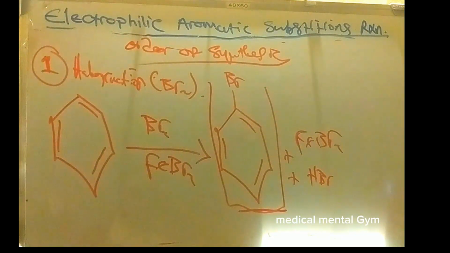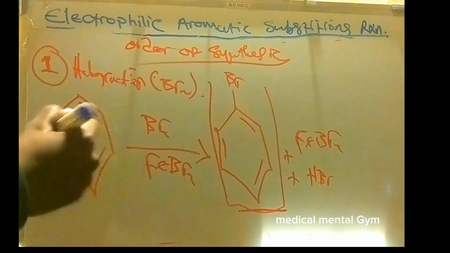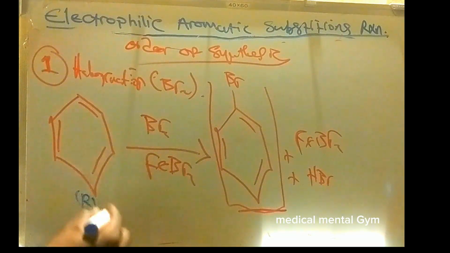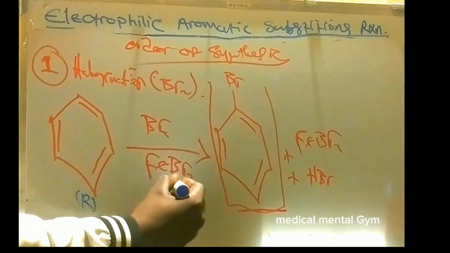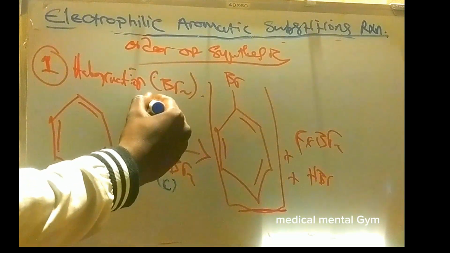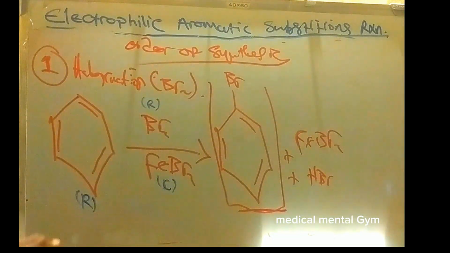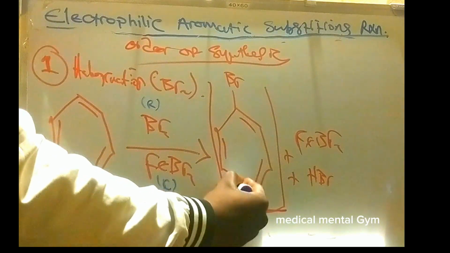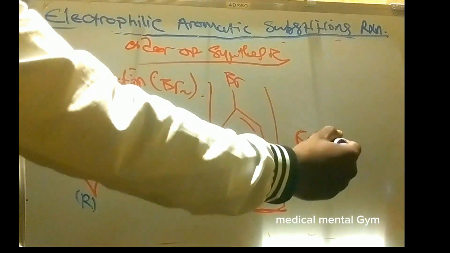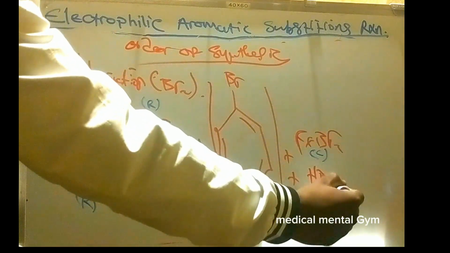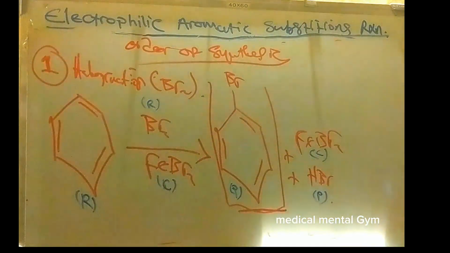So for reaction number one, this is the reactant. So let's indicate R for reactant. So this is reactant. Then this is our catalyst, so we indicate a C. And then this is our other reactant, we indicate another R. This is our product, we indicate a P. This is our catalyst, we indicate a C. This is our other product, we indicate a P. Right, so these are the reactants, products, and catalysts of the first reaction.